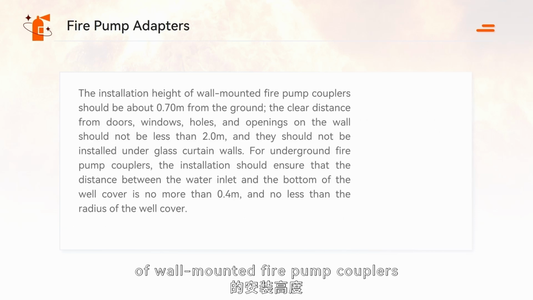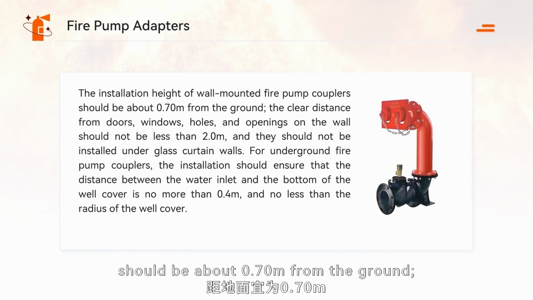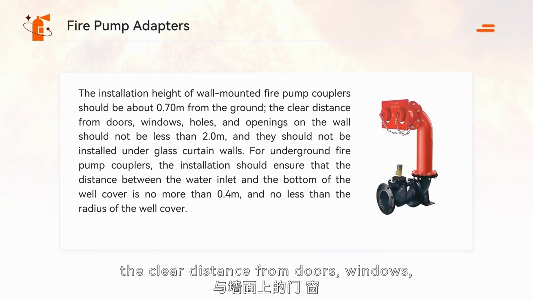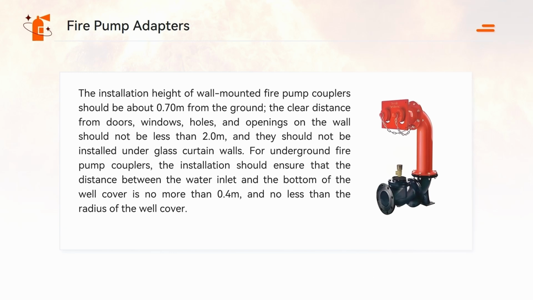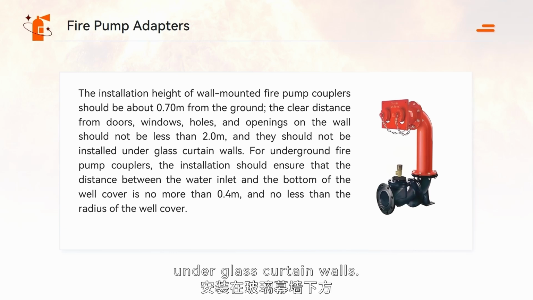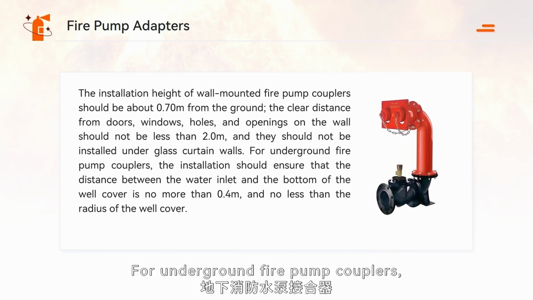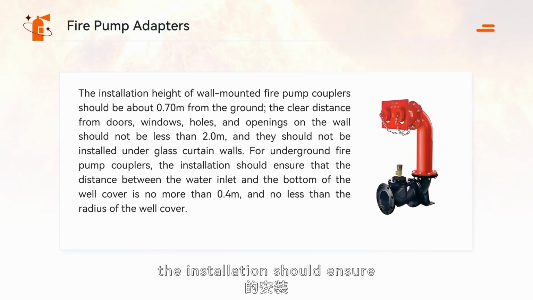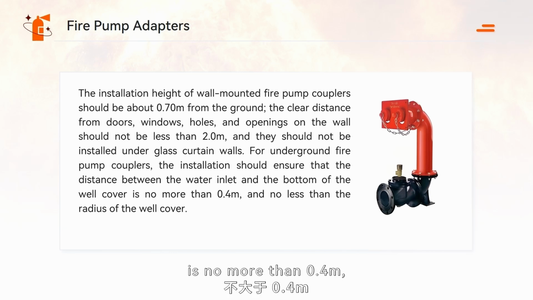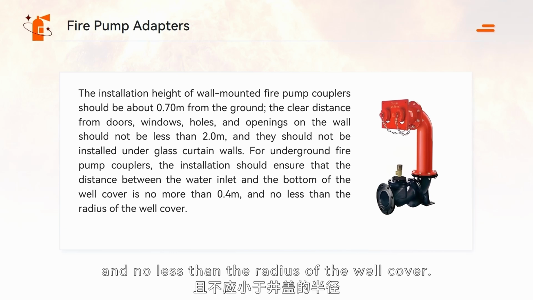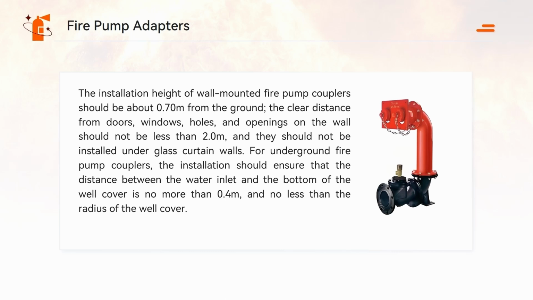The installation height of wall-mounted fire pump adapters should be about 0.70 meters from the ground. The clear distance from doors, windows, holes, and openings on the wall should not be less than 2.0 meters, and they should not be installed under glass curtain walls. For underground fire pump adapters, the installation should ensure that the distance between the water inlet and the bottom of the well cover is no more than 0.4 meters, and no less than the radius of the well cover.